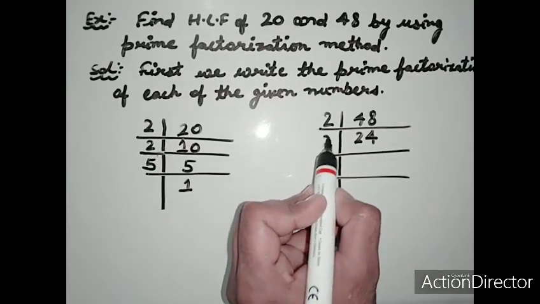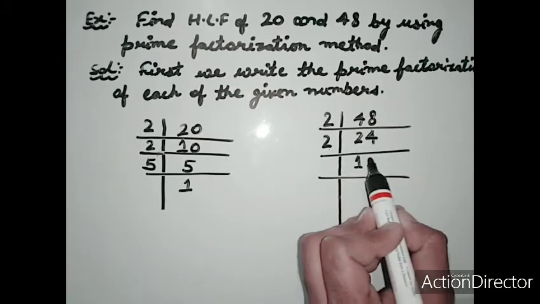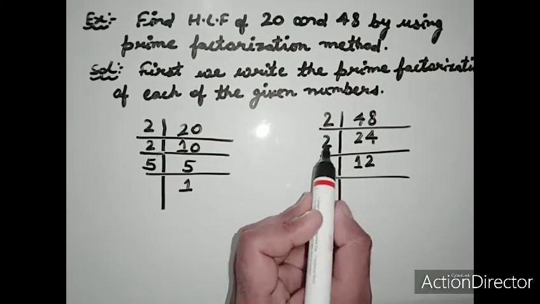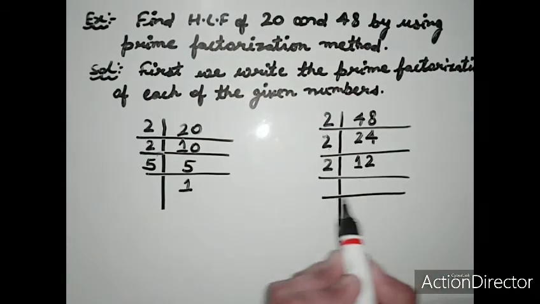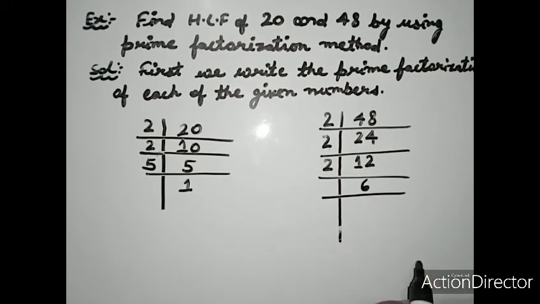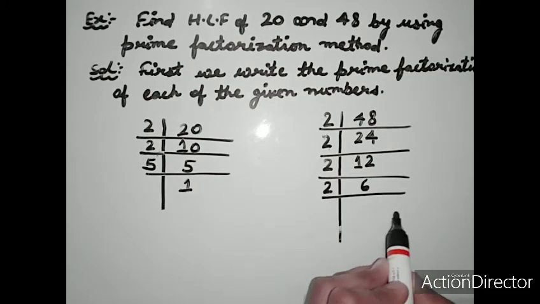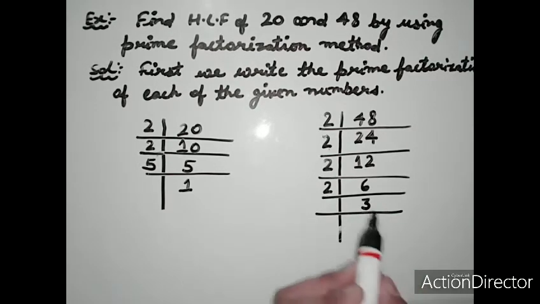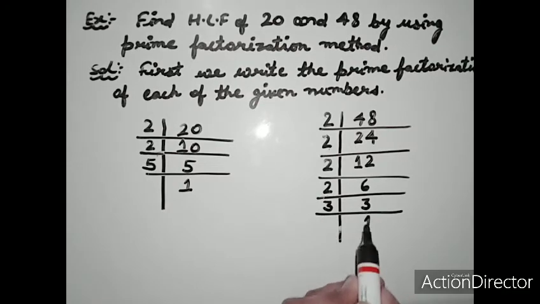Then again divide by 2. 2 ones are 2 and 2 twos are 4. Okay, then again divide by 2. 2 sixes are 12. Then again divide by 2. 2 threes are 6. Then 3 is not divisible by 2, so here 3 divide by 3. 3 ones are 3.